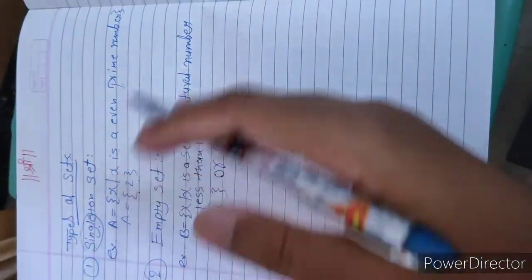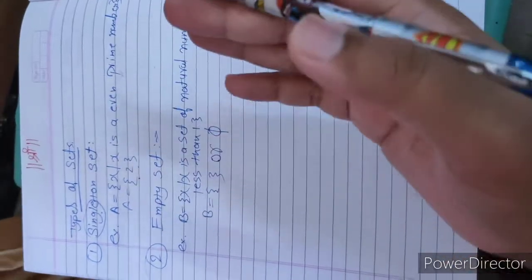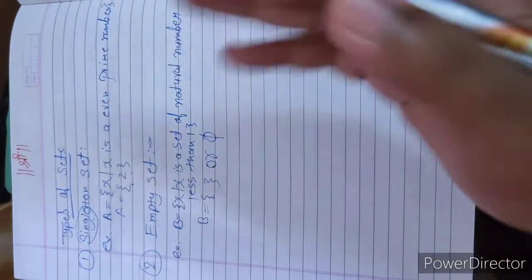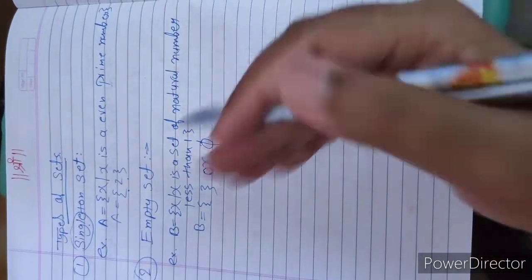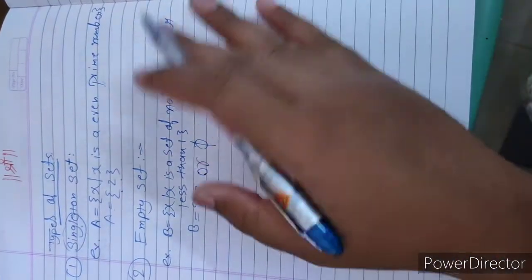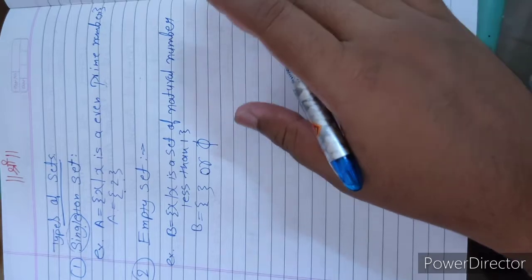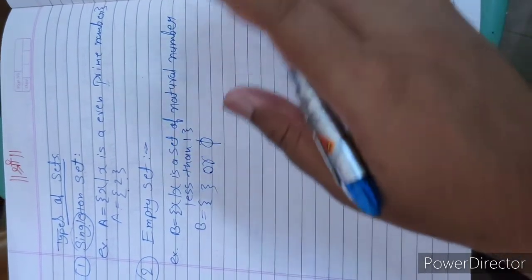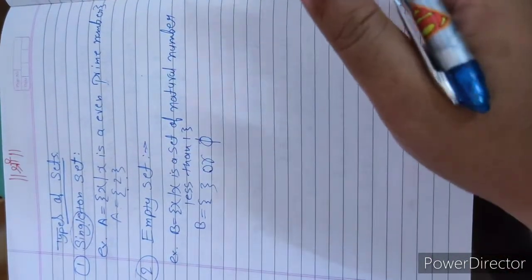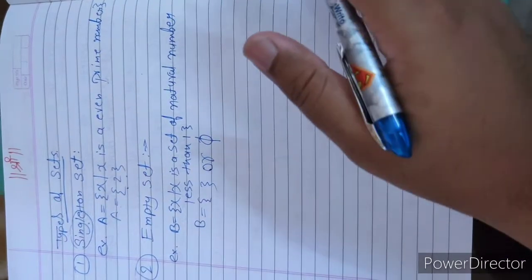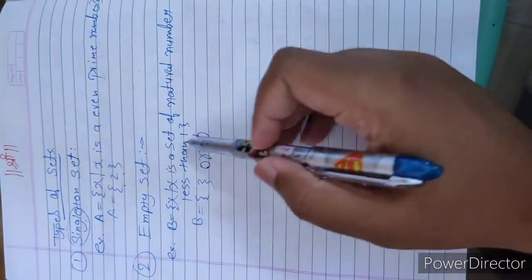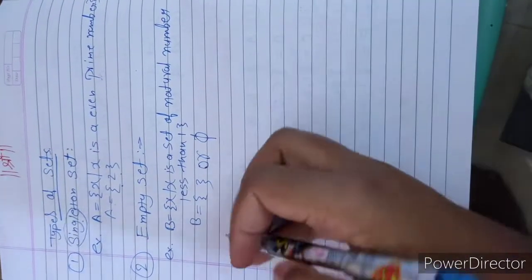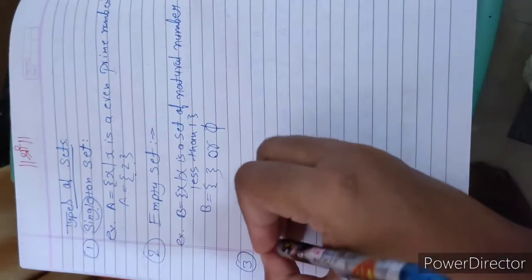Another example: suppose B is the set of students who got negative marks in the board exam. We know that negative marks are not possible in the board exam. So the set of students who got negative marks in the board exam is an empty set because there is no element. The third one is the finite set.